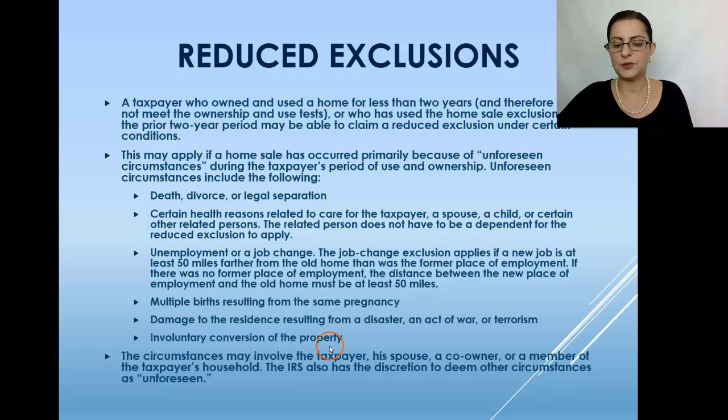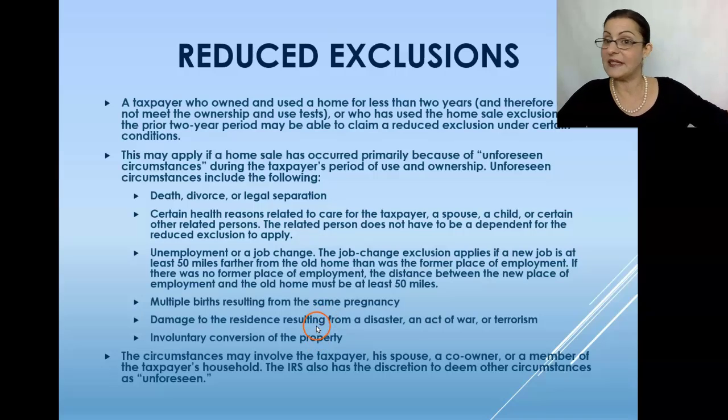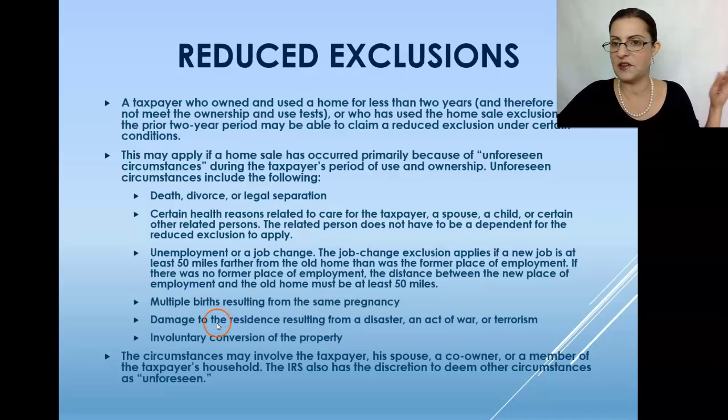So if you're forced to sell because your home is flattened by a hurricane, or you're forced to basically leave the area because your house is flattened by a hurricane, then that's an involuntary conversion. If by some miracle you still have a gain on the sale of your destroyed house, then that would qualify for reduced exclusion as well.